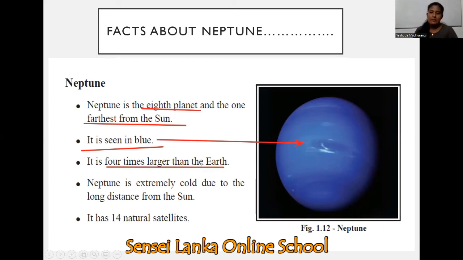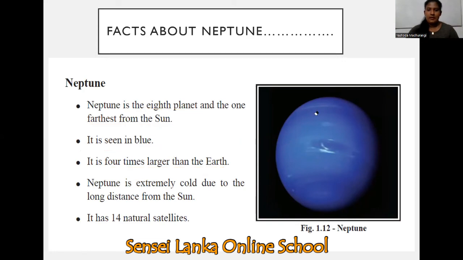Neptune is extremely cold due to the long distance from the sun. It has 14 natural satellites. So Neptune also has natural satellites, but only 14. That's about Neptune.